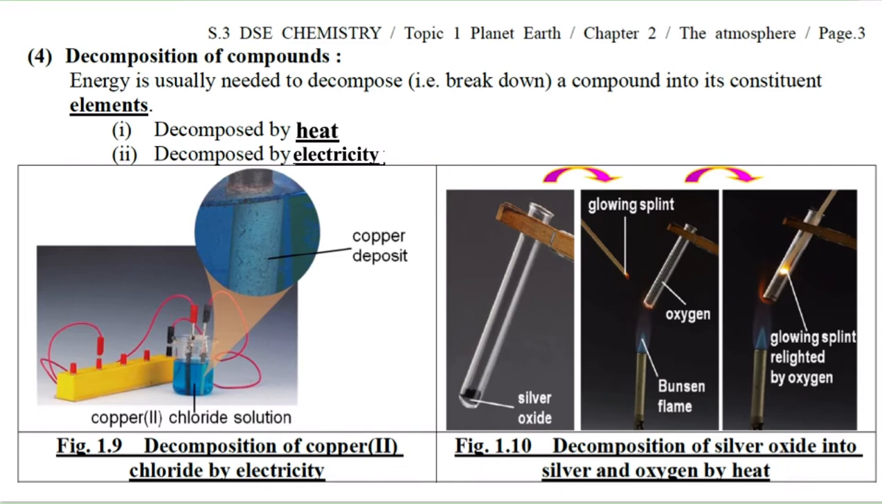So it is called decompose. So energy is needed to decompose, to break down a compound into its constituent elements. Sometimes it is decomposed by heat, or it is decomposed by electricity. So energy is needed in order to change the compound back to its elements. For example, for silver oxide, if it is heated strongly, it will decompose back to silver and also oxygen by heating, okay?